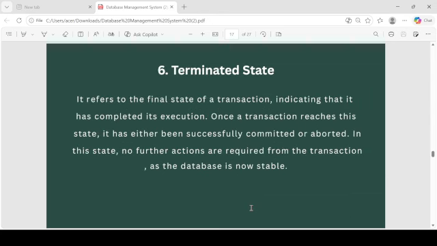The last state is the terminated state. If you are in the committed state or in the aborted state, then you move to the last state, which is the terminated state. It refers to the final state of a transaction, indicating that it has completed its execution.